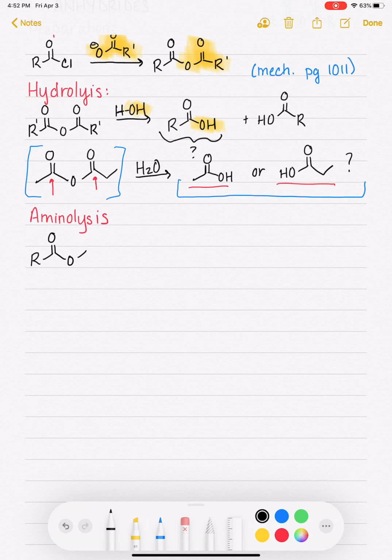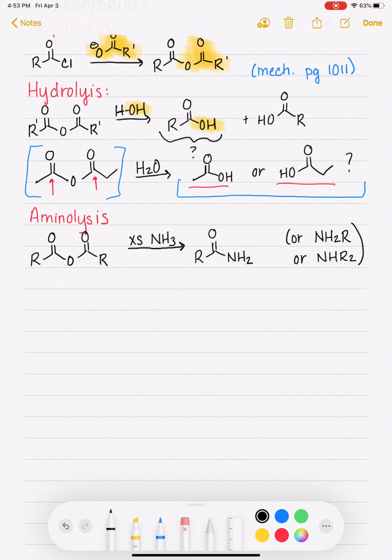Again, we're just going to really limit our examples to symmetrical acid anhydrides to keep things easy for you. We are going to need an excess of the amine for this reaction, and we are going to produce an amide. Just like with the acid chloride, you can use NH2R, or you can use NHR2. Either one of those. There just has to be at least one hydrogen on the nitrogen.